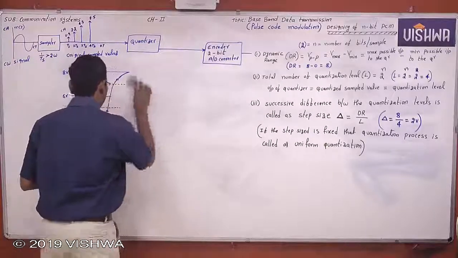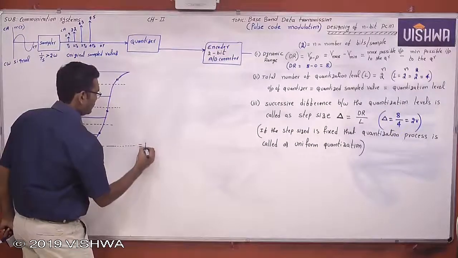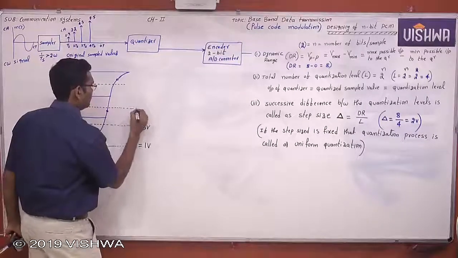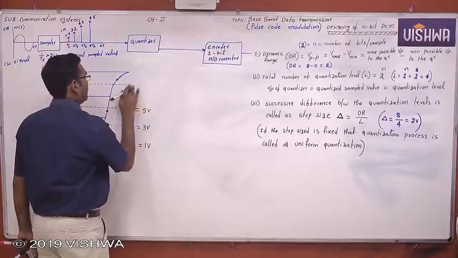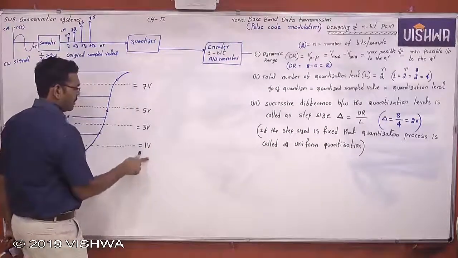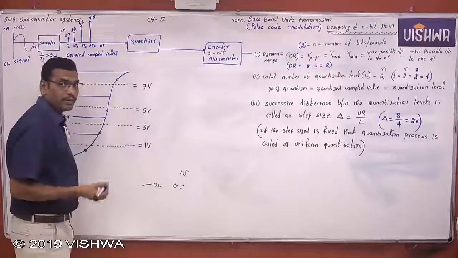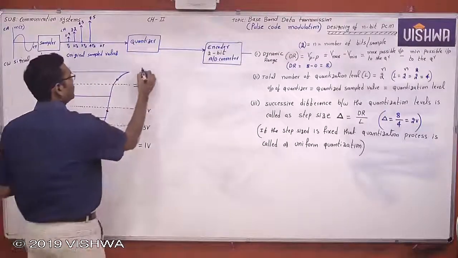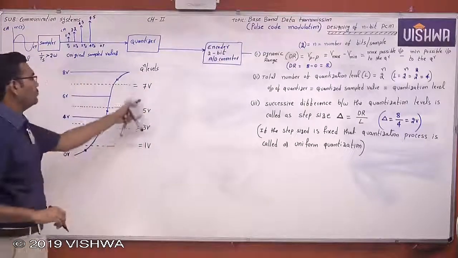Now you know the number of quantization levels, right? Then the students are asking, sir, why did you start here? Why did you not start at 0, or at 0.5, or at 1.5? Why did you start at 1 only? That also I will tell you. Now these are the quantization levels: 1, 2, 3, 4.